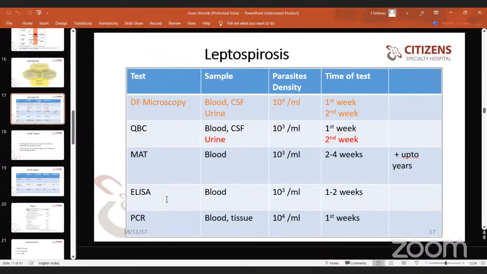So usually we can do an ELISA or a dark field microscopy also we can do. Most of the people don't do a QBC. We can send for a dark field microscopy or IgM. This ELISA test in the first 1 to 2 weeks, it will be positive. Okay, any questions?